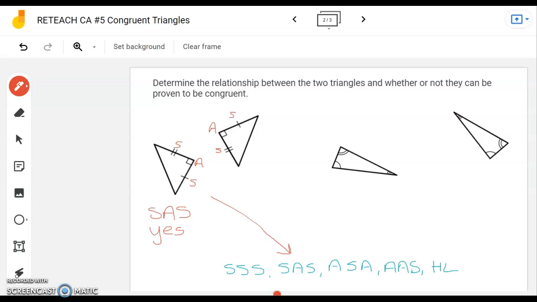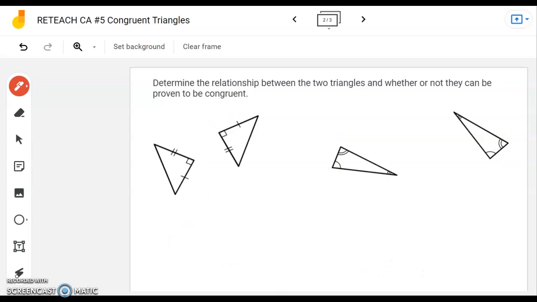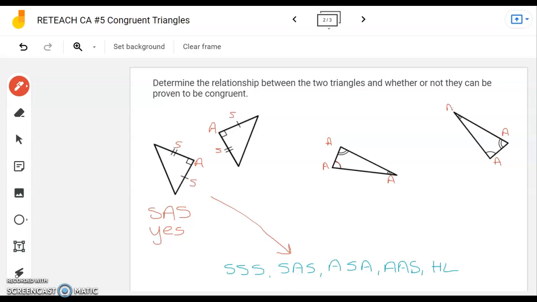Now, the next one here, I have an angle, and I have a similarly marked angle. I have a double marked angle, and another double marked angle. I have a triple marked angle, and another triple marked angle. Okay, so it looks like I have an angle, an angle, an angle.